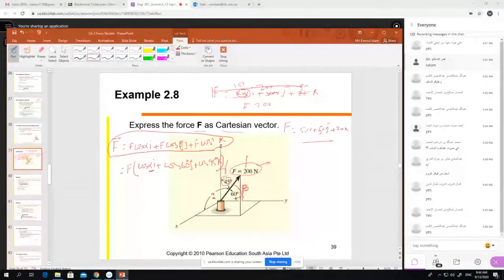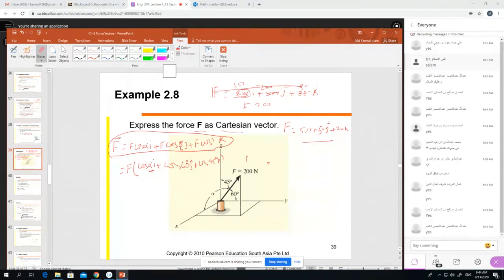This is y axis, and the force, the angle between them. If you're not clear, I will delete it, and this is important, so I will start from the beginning. This is very important, right?